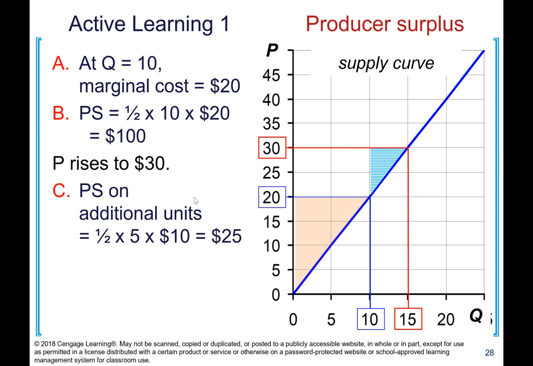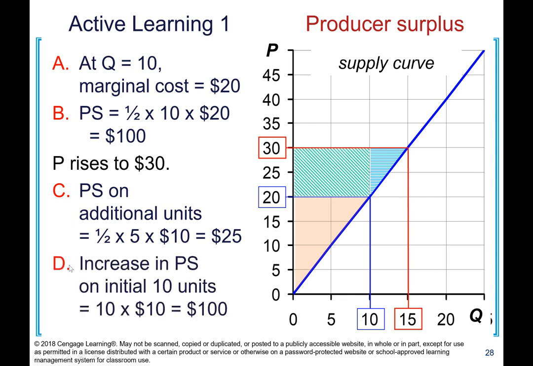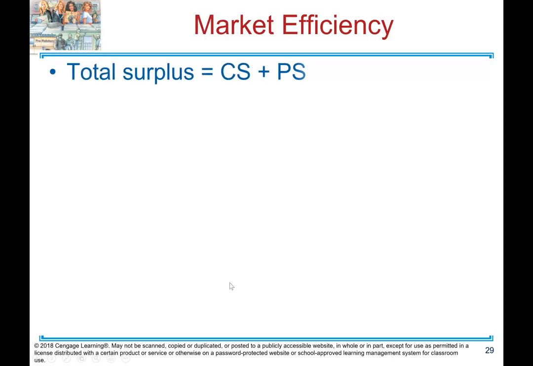There's going to be an increase in the producer surplus due to people joining the market. Price goes to 30, producer surplus on additional units is the area of that small triangle. Those are new people joining the market because the price is higher. Increase in producer surplus on initial 10 units, those who are already in the market but are now enjoying a higher price, is the area of this rectangle here, which in this case is 100.